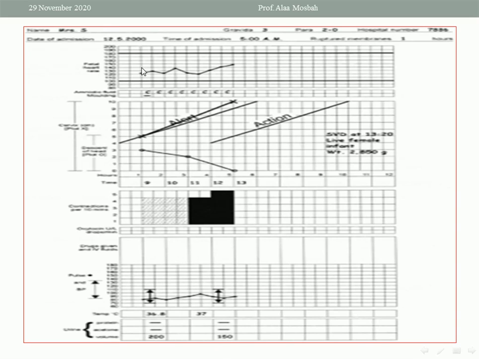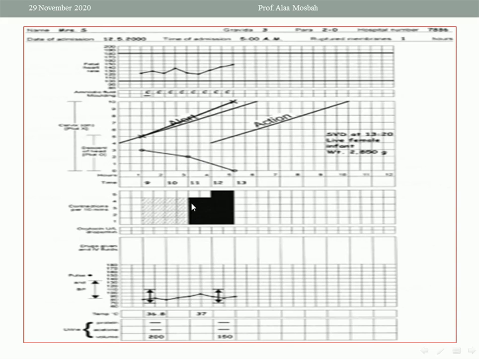Can you see the fetal heart rate within the normal range? Clear amniotic fluid, no problem as regards the amniotic fluid. No molding. Dilatation of the cervix is progressing very well, and to the left side of the alert line. This is very good. The descent of the fetal head is progressing very well.